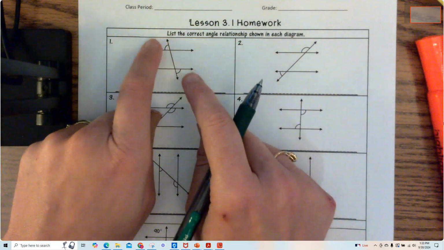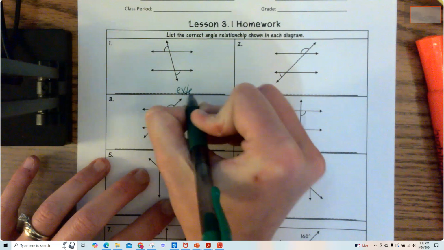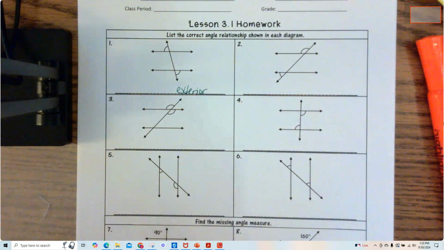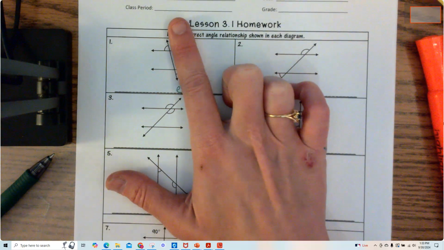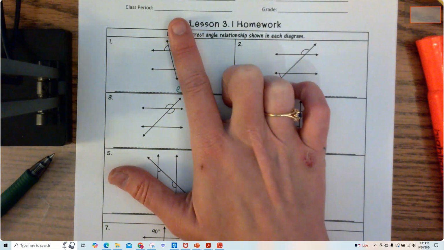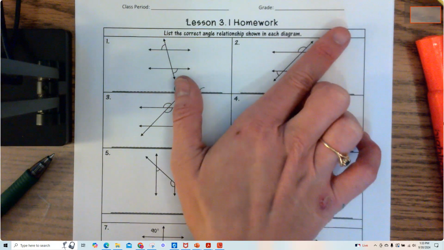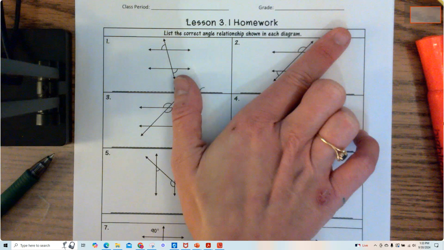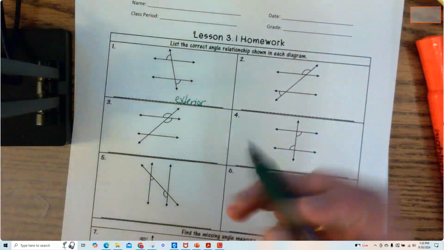So on number one, inside or outside? So we know they're exterior. Then what you can do, you can take your finger and cover up one side of that line. If you can't see both angles, they're alternate. If you cover up one side of that line and you can see both angles, they're same side. That's the easiest way to break these down.